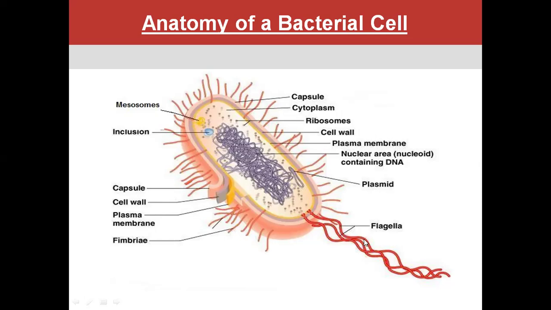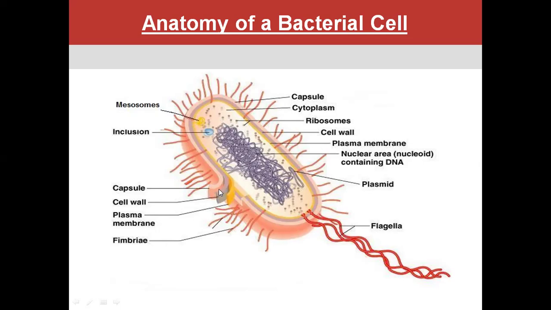Next, flagella, which are the organs of locomotion, helpful for motility. Fimbriae or pili are helpful for attachment. They are the organs of adhesion. And next, plasmids. Plasmids are extrachromosomal genetic elements which consist of DNA. And this is the nuclear area or nucleoid, which consists of DNA. You can see the plasma membrane and cell wall. And next, ribosomes. Ribosomes are the centers of protein synthesis. And this is cytoplasm. And this layer is capsule.